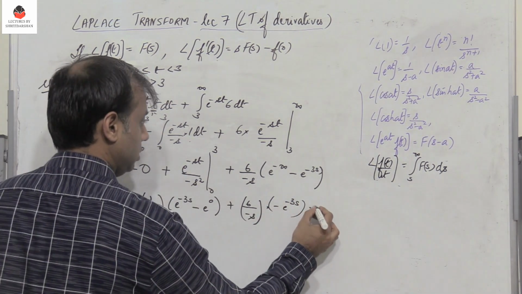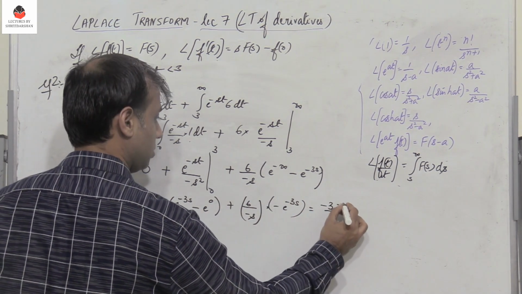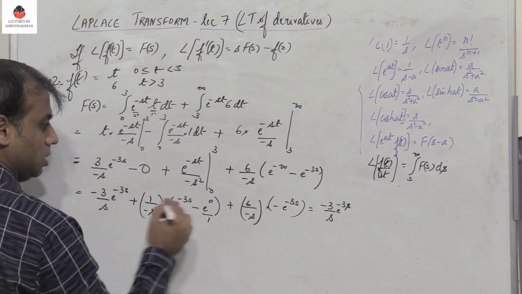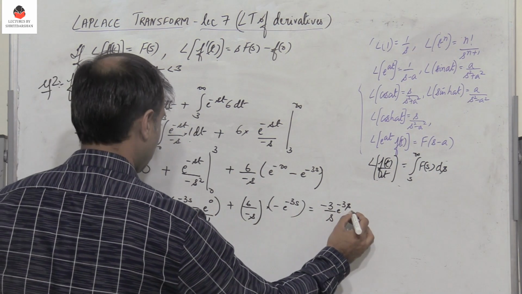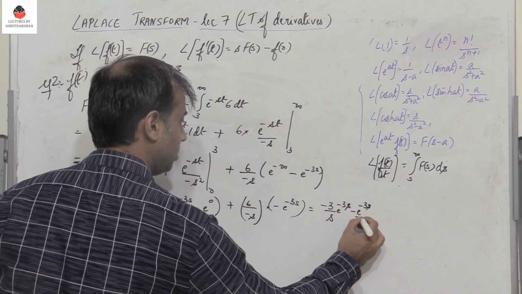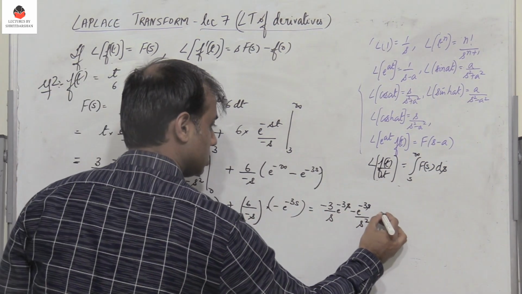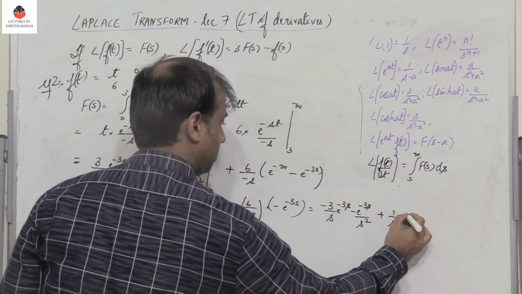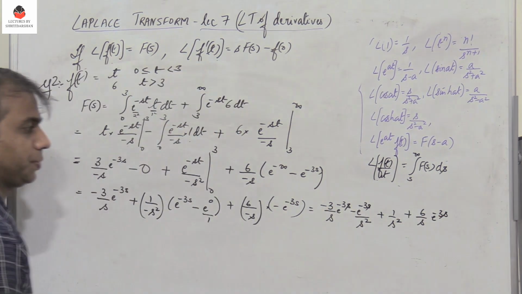Minus into minus becomes plus here. So let me write the expression here. It is minus 3 by s e power minus 3s. Then plus into minus is minus, so you have minus e power minus 3s by s square. Minus into minus is plus, so you get plus 1 by s square. Minus into minus is plus, so you get plus 6 by s e power minus 3s.